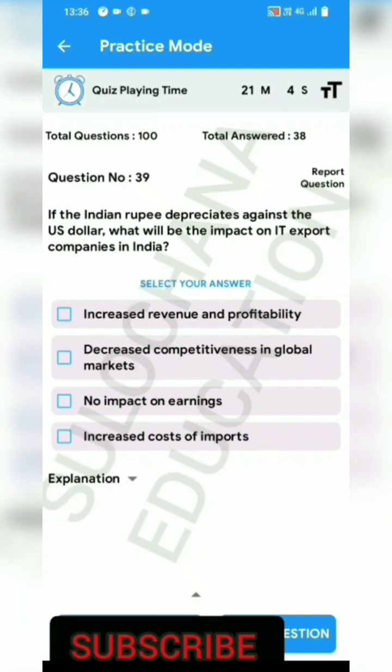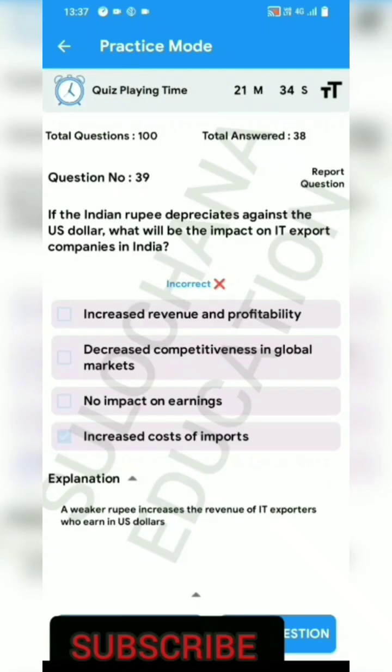If the Indian rupee depreciates against the US dollar, what will be the impact on IT export companies in India? Options are A. Increased revenue and profitability. B. Decreased competitiveness in global markets. C. No impact on earnings. D. Increased cost of imports. And correct answer is increased revenue and profitability. Option A.